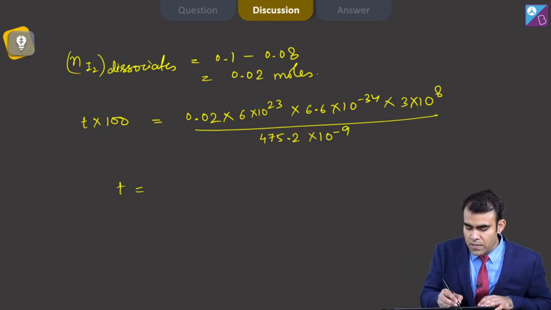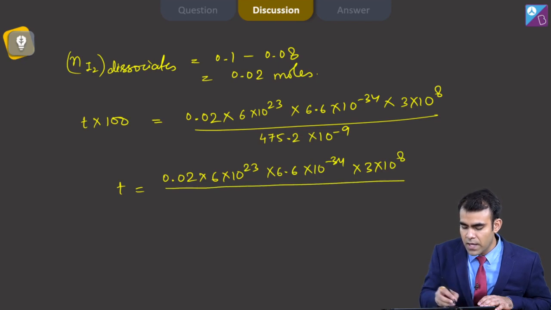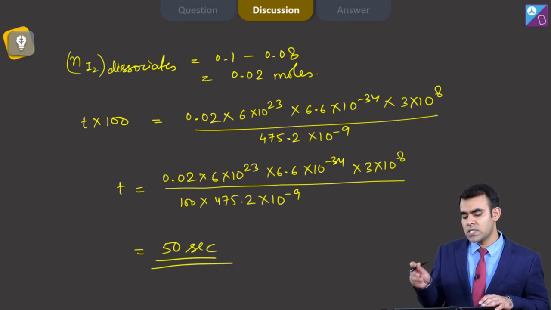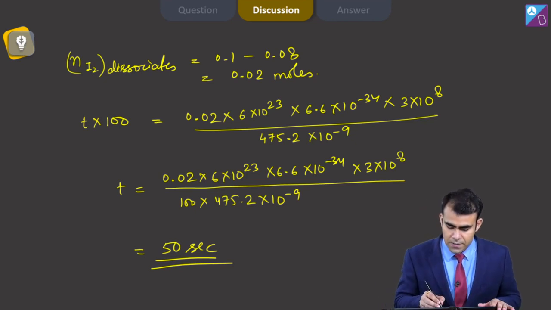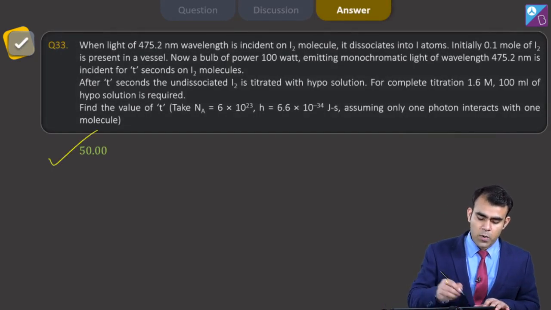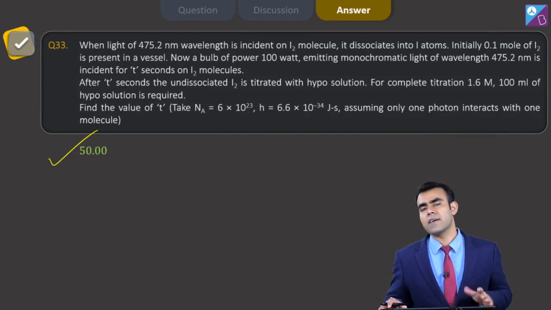Now this T becomes 0.02 into 6 into 10 to the power 23 into 6.6 into 10 to the power minus 34 into 3 into 10 to the power 8, divided by 100 into 475.2 into 10 to the power minus 9. If you solve this, this comes out as 50. So the time that is required for this dissociation is 50 seconds. So the answer is 50.00.